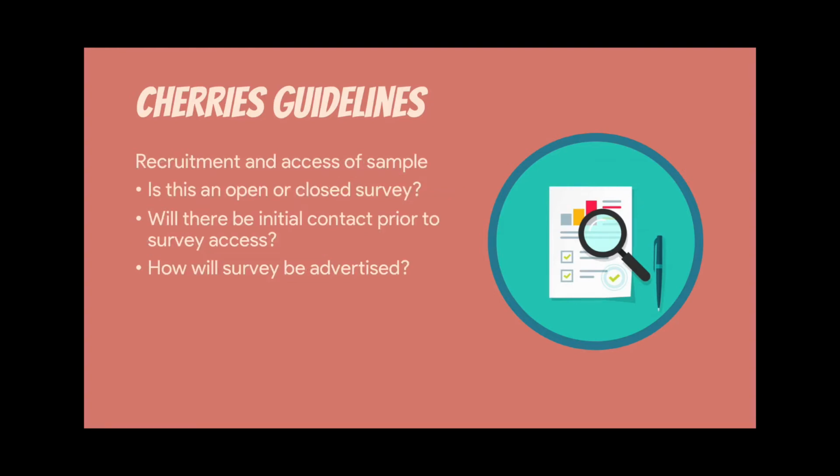Next is planning and reporting the recruitment and access of samples. Like we explained, is this an open or a closed survey? I explained that earlier. Open means the link is just out there. You post it on social media and just hope that people read your post, and if they feel like they are qualified or eligible to be a part of your study, then they go.